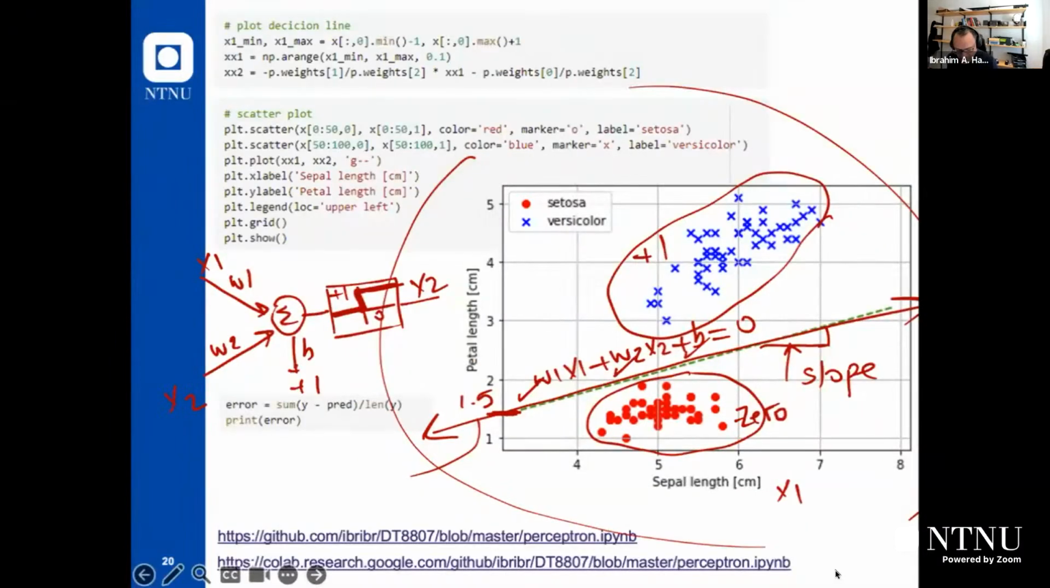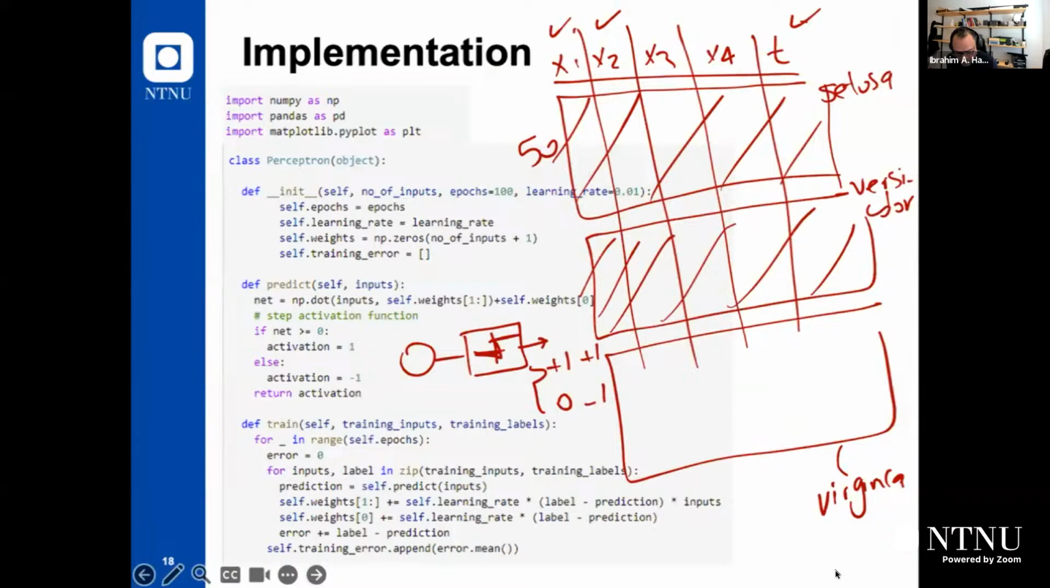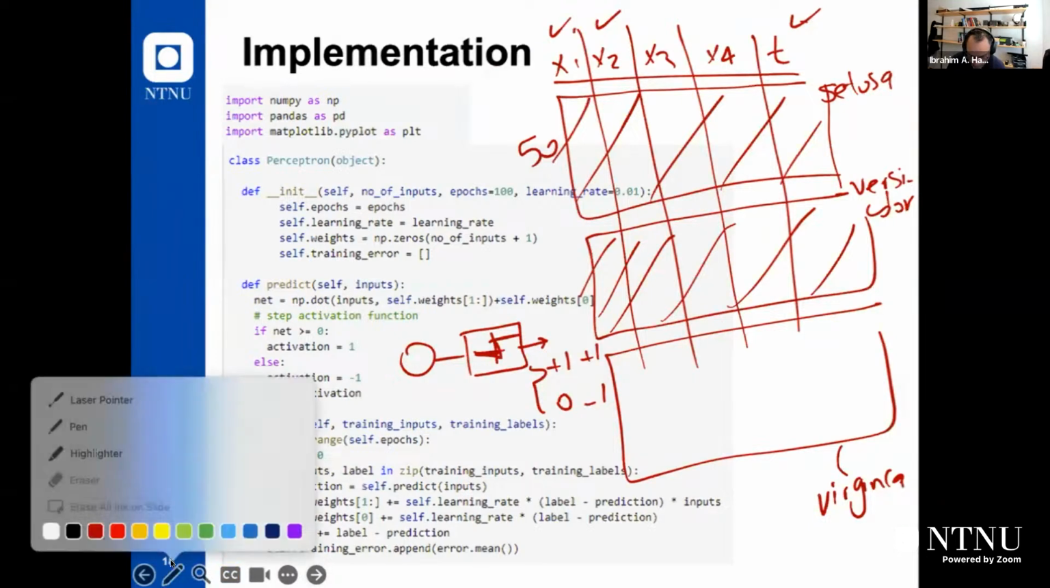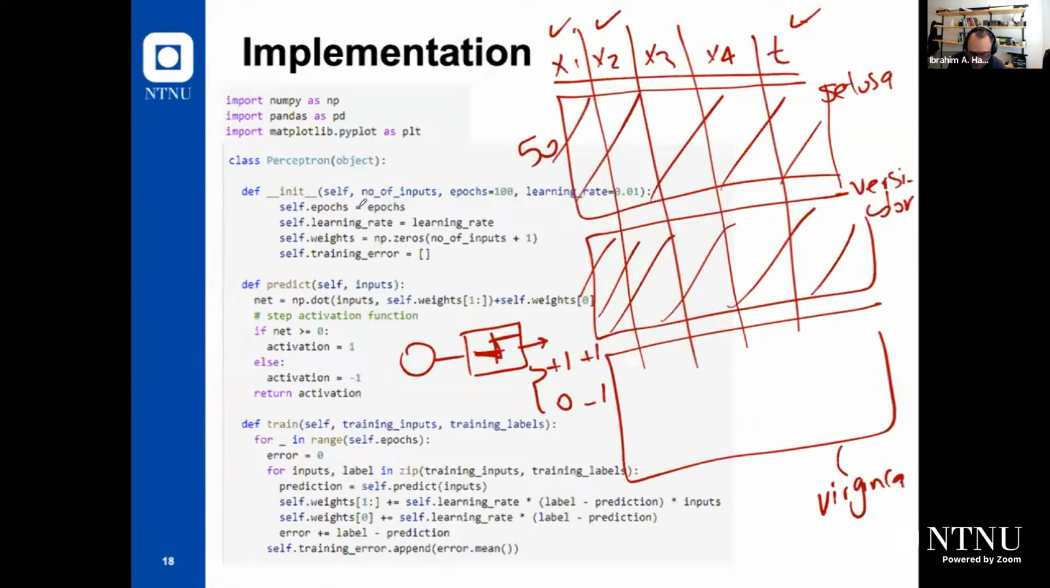So as you can see here, I did in fact something similar to Ihtisham. Ihtisham wrote a perceptron class called Perceptron, and he initialized it: he selected the number of epochs and the learning rate, and initialized the weights and the training error. After that, we have a function to calculate predictions.